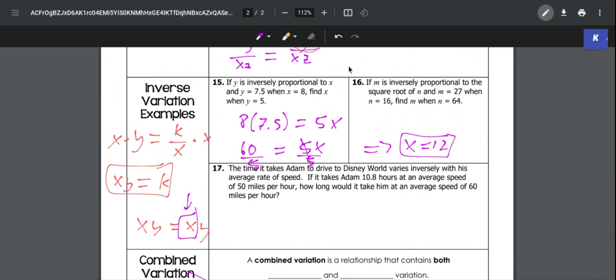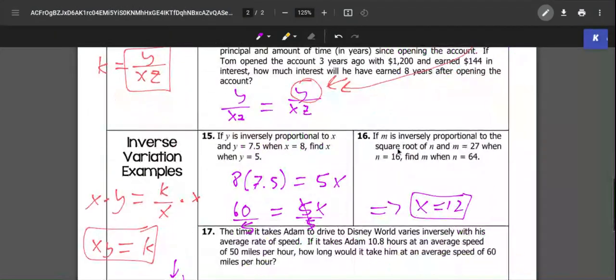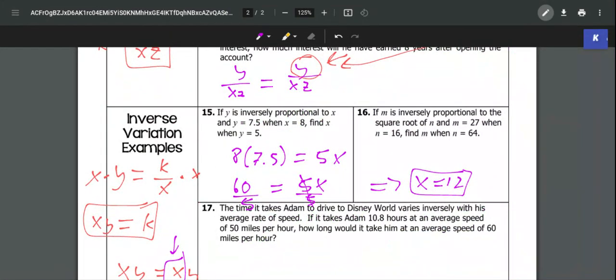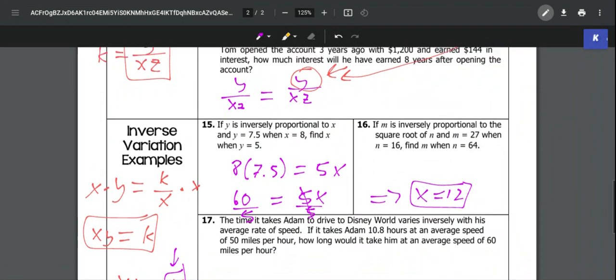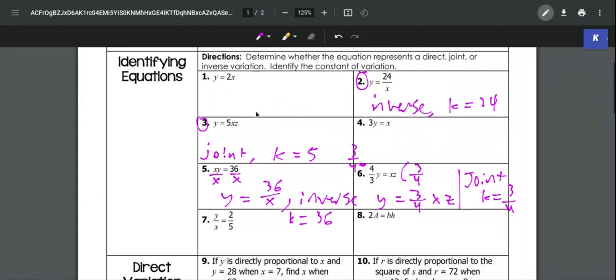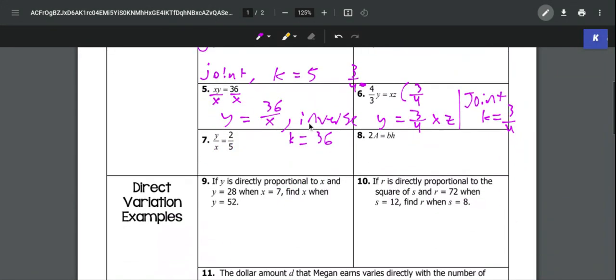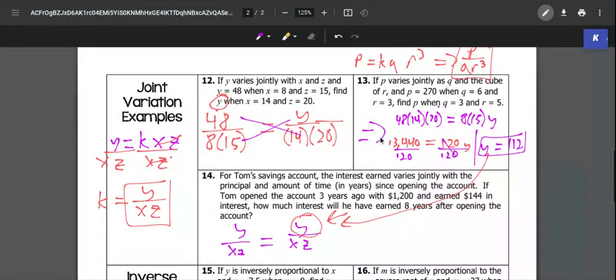I may do 16 and 13 in class so you can see those, to make the video short. But all you're going to have to worry about for the homework is working examples like this and identifying the equations. So I don't think this will be too hard for you, but we'll work some examples in class as well.